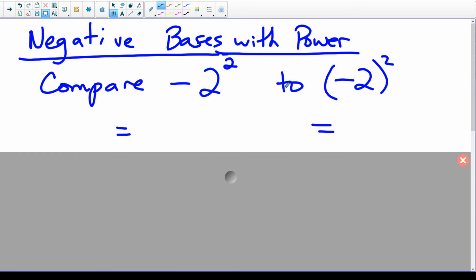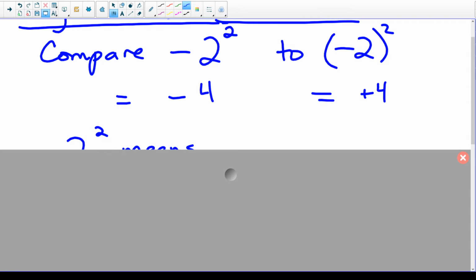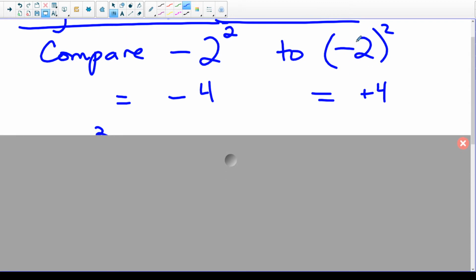So what is the difference between these two statements? Well, if you actually calculated this the proper way, the answer for this one would be -4, and the answer for this one would be +4. And the reason is that the bracket tells you that the negative, or the minus sign, is part of the base. But in this case here, the minus sign is actually considered outside of the base. It is not being affected by the power.